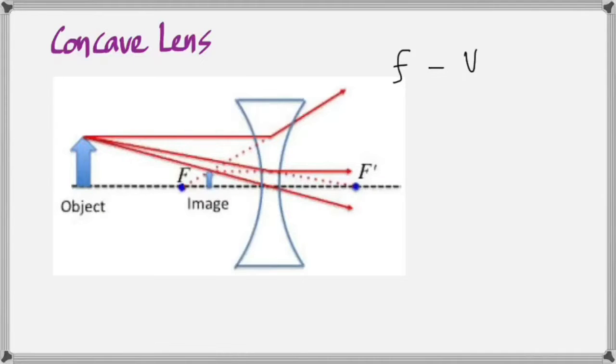Before you draw, what do you know about a concave lens? Its focal length is negative, which means it can only produce a virtual image no matter where the object is. You can have it close, you can have it far away, wherever. It can only produce a virtual image. There it is, right before your eyes.